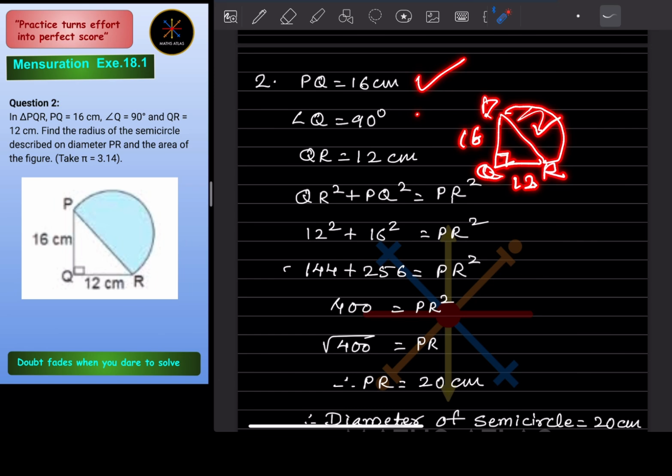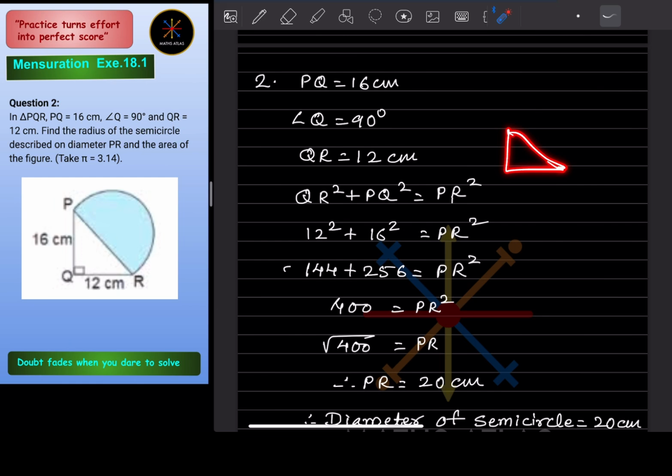This is the semicircle. You have to find the radius, this part of it. For finding this, first we have to find this, which will be the diameter of the circle. We know this side, so we should find this one. Now you can see this is 90 degree, which means this is a right triangle. So we are going to find this side with the help of the Pythagoras theorem.